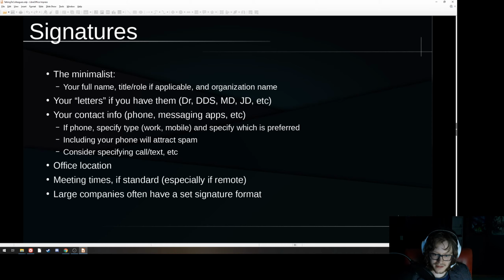Now, if you went to dentist school and then became a software developer, it'd be pretty weird if messages came from Steve Stevenson, DDS, software developer, right? So at that point, you should probably exclude it. I don't think anybody's going to be in that position.